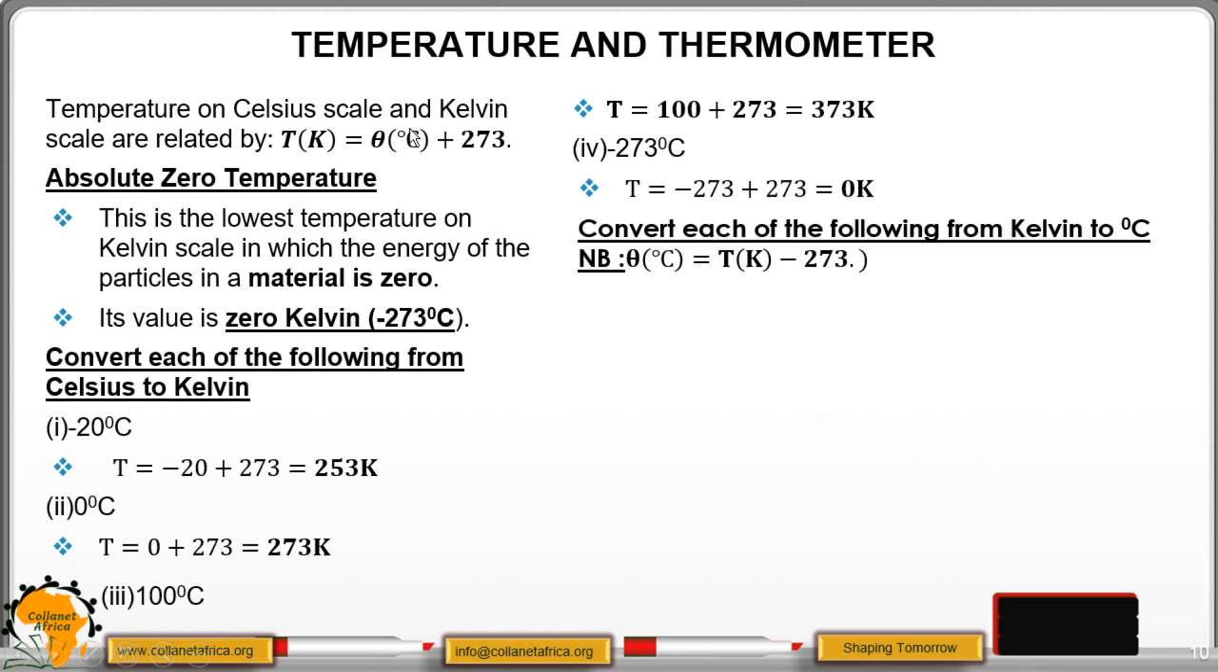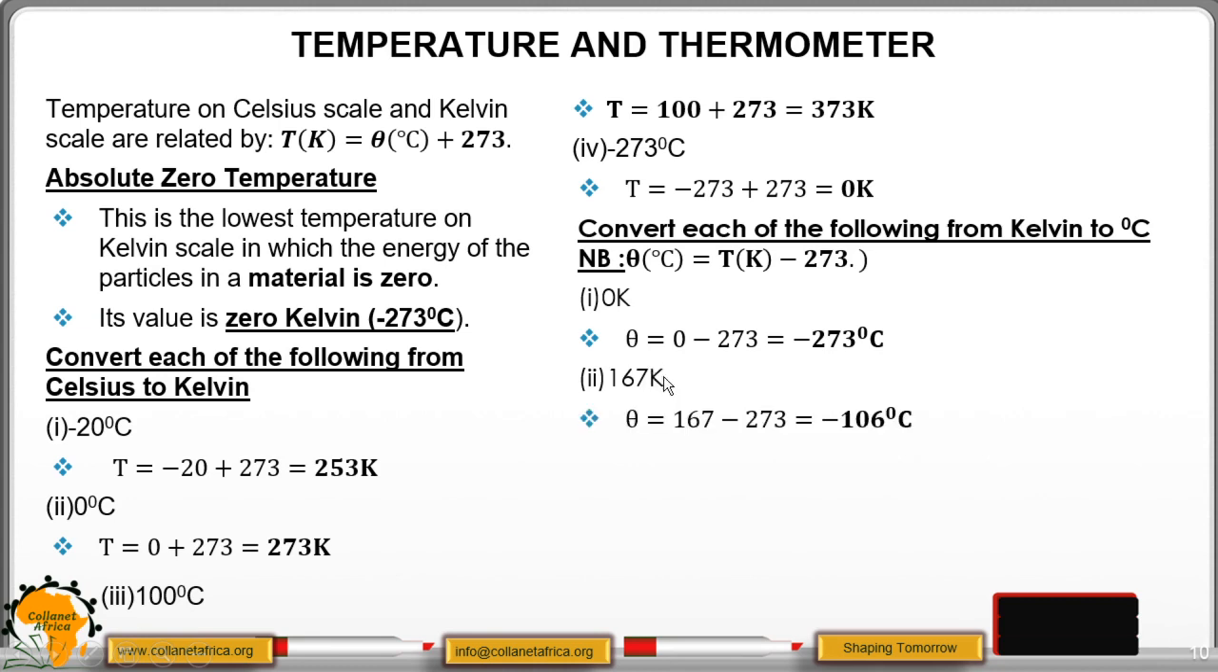Then we have the conversion from Kelvin to the Celsius scale. When you rearrange this equation, you'll find that theta, the temperature in degrees Celsius, will be given by Kelvin minus 273. So we look at the first example. We have 0 Kelvin. You just need to subtract 273. You get negative 273 degrees Celsius. Then number 2, you have 167 Kelvin. You subtract 273, you get negative 106 degrees Celsius.